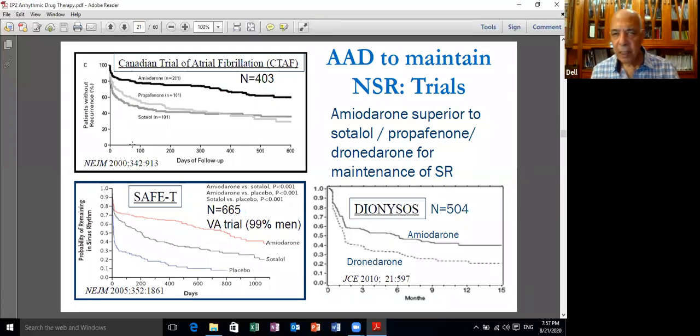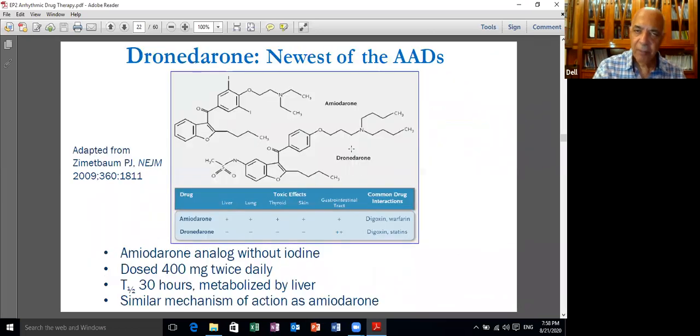Now, this recommendation is based essentially on these 3 trials: the Canadian Trial of Atrial Fibrillation, the SAFE-T trial, and the Dionysos trial. And these trials showed that amiodarone is better than other antiarrhythmic drugs, including sotalol and propafenone. On average, amiodarone maintains the sinus rhythm for 1 or 2 years in 60% of individuals, whereas the other antiarrhythmic drugs, including sotalol, propafenone, dronedarone, maintain sinus rhythm for 1 to 2 years in 40%. There is a difference of about 20% in favor of amiodarone.